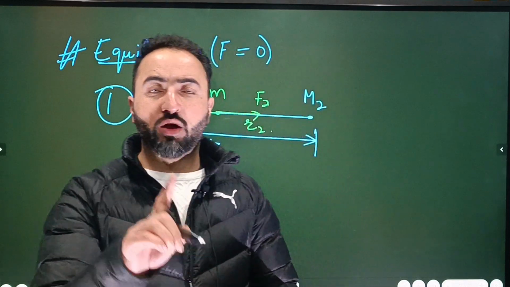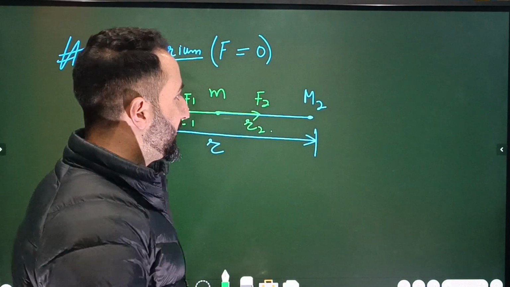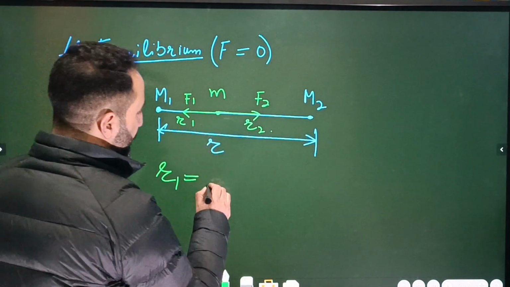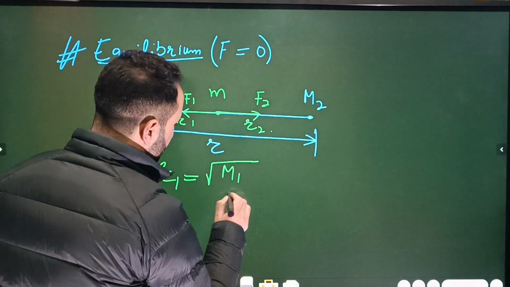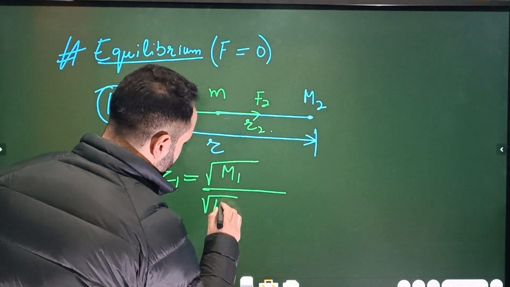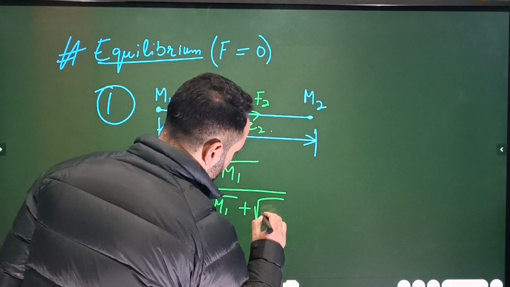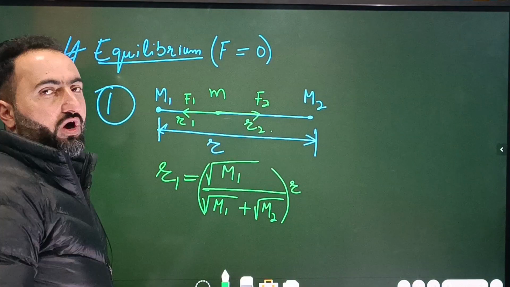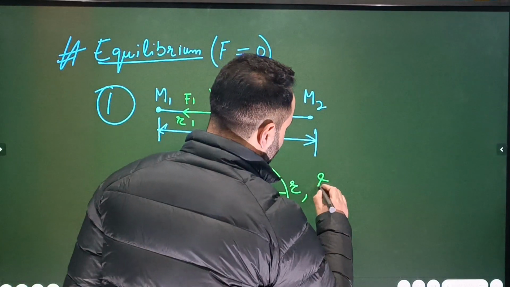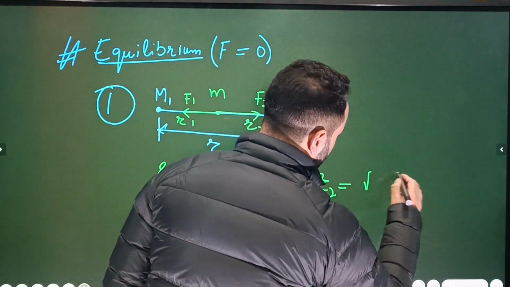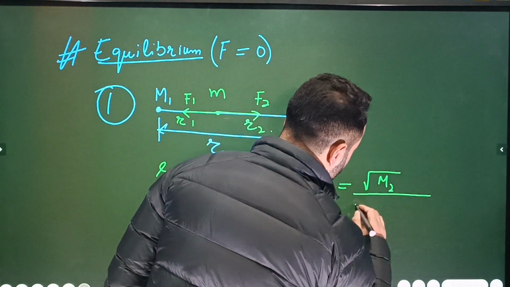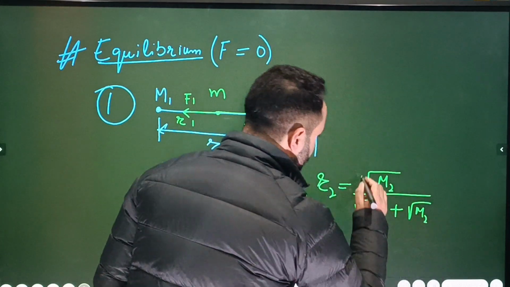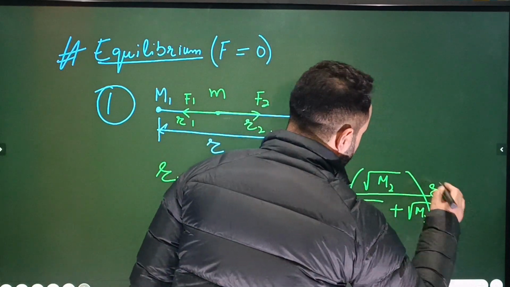What you have to find is to locate the point of equilibrium. That means you have to calculate the value of r1 and the value of r2. Just remember this equation directly: r1 is equal to root of m1 divided by root of m1 plus root of m2, multiplied by r. This equation will give r1. Then r2 is equal to root of m2 divided by root of m1 plus root of m2, multiplied by the net distance r.